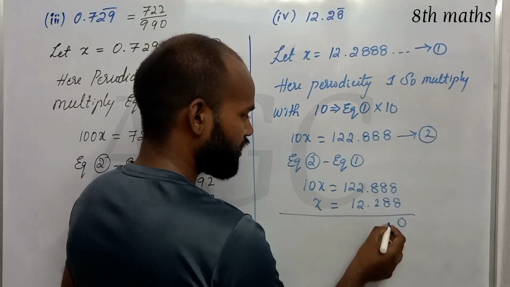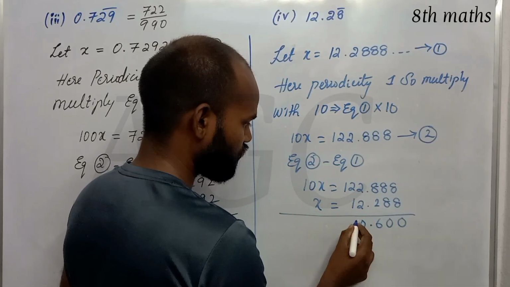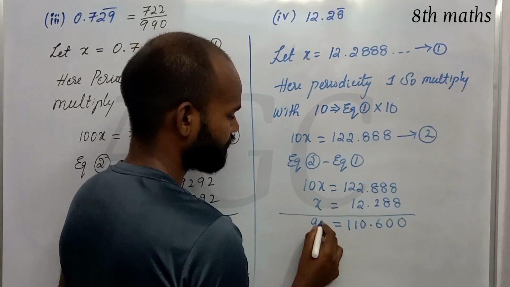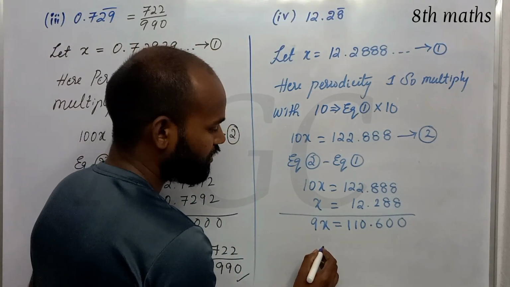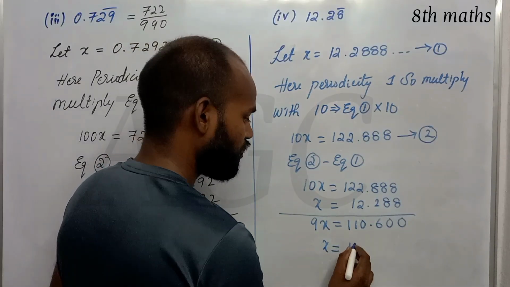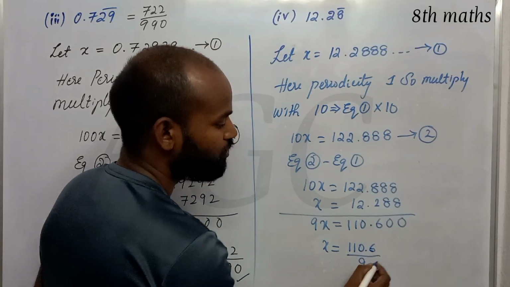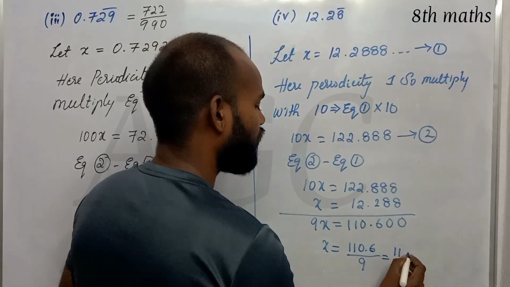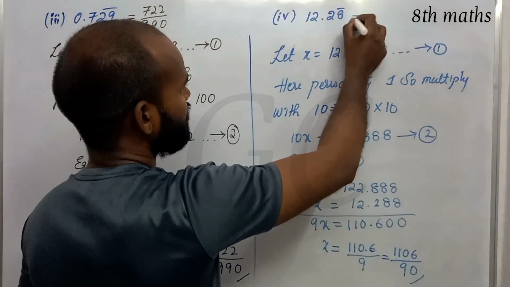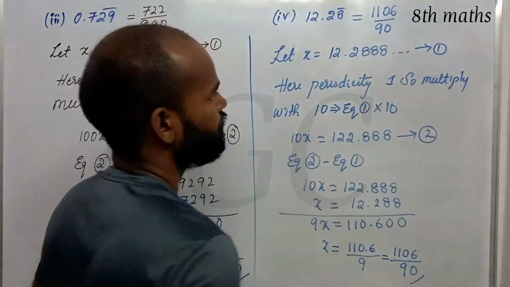8 minus 8 0, 8 minus 8 0, 8 minus 8 0, 2 minus 2 0, 2 minus 1 1, 1 1. Equals to 10x minus x, it is nothing but 9x. So finally what I get here, 9x. So I am writing directly x equals to 110.6 by 9. So I am removing the point here. 1106 by 90 is my answer. What is my answer? 1106 by 90. That's all.